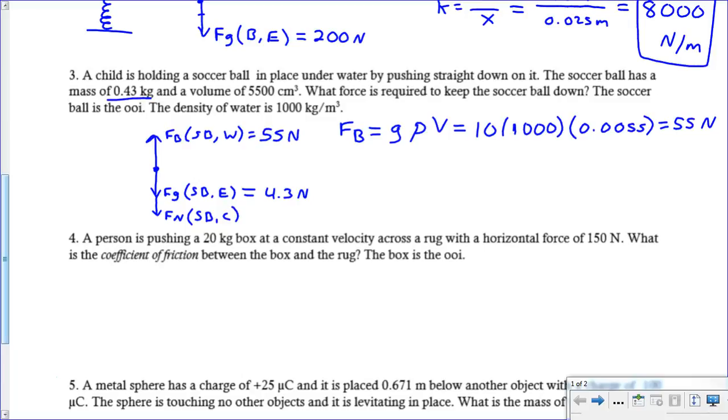Then, because the forces are balanced, we know what this normal force needs to be. Because if you add the upward forces, it needs to be balanced. The upward force is 55, so the downward forces need to add together to be 55 as well. So we take 55 minus 4.3, and we get 50.7 newtons downward. And that is our answer, 50.7 newtons.